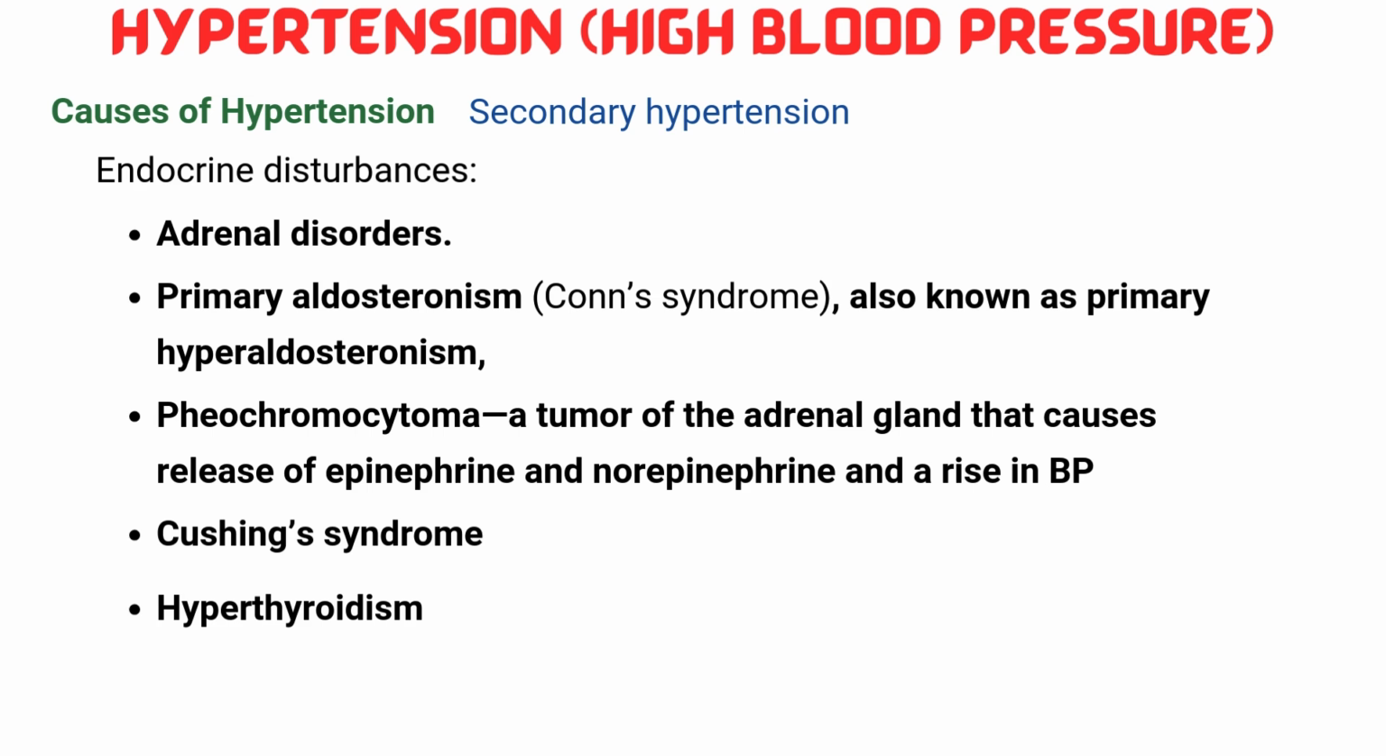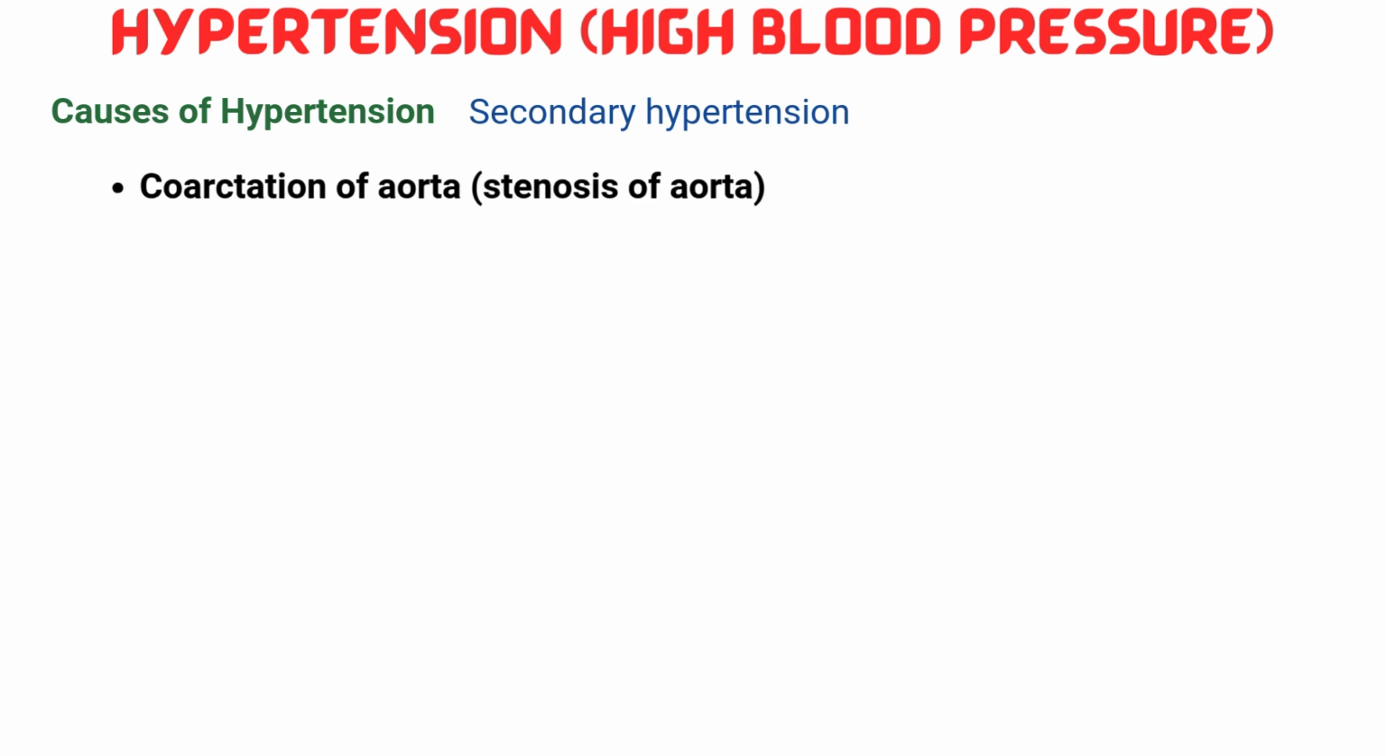Hyperthyroidism causes increased cardiac output. Too much or too little thyroid hormone can affect the blood pressure. Coarctation of the aorta, or stenosis of the aorta: blood flow to the upper extremities is greater than blood flow to the kidneys. Low blood flow to the kidneys releases renin.